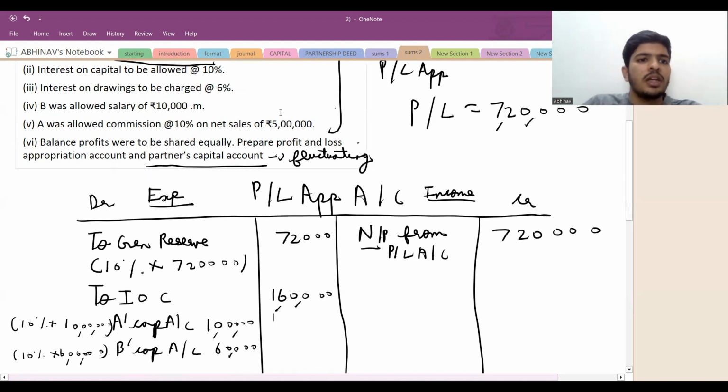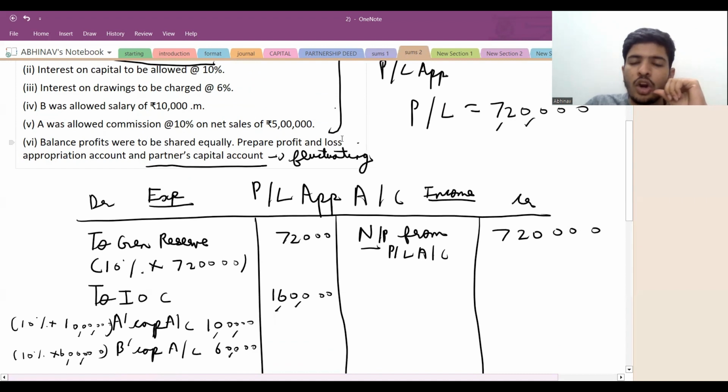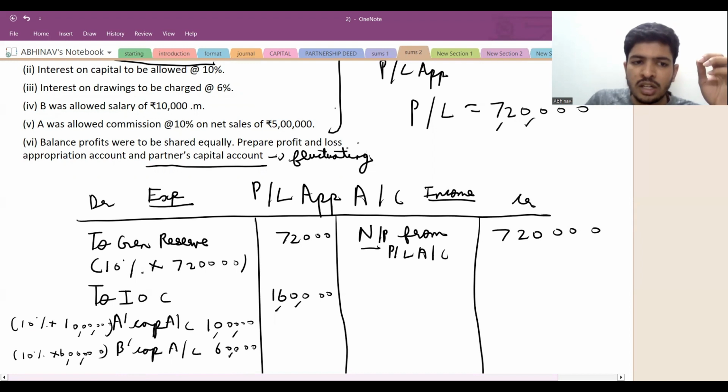And now next, interest on drawings to be charged at 6%. Like I told you before, interest on drawing is an income for the firm. This means whenever the partner brings capital into the business, the business pays the partner interest. That is interest on capital. But now, since the partners drew money from the business, the partner should pay interest to the business. That is interest on drawing. Again, A's capital account.